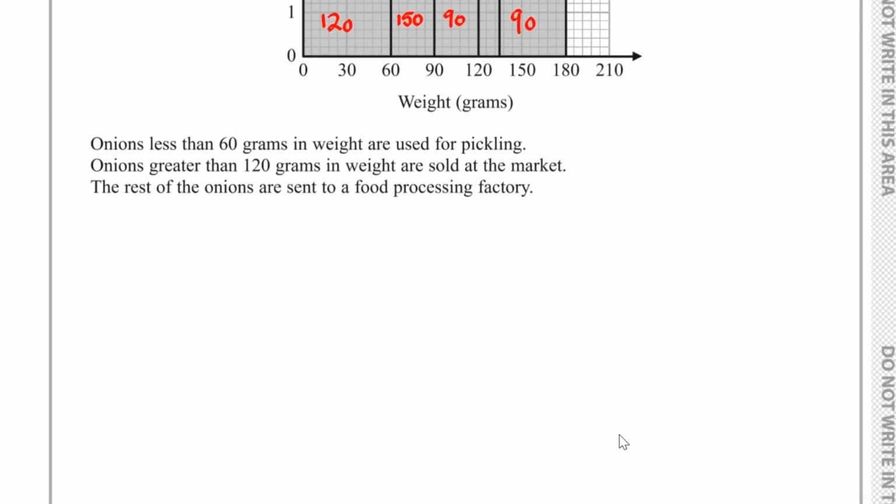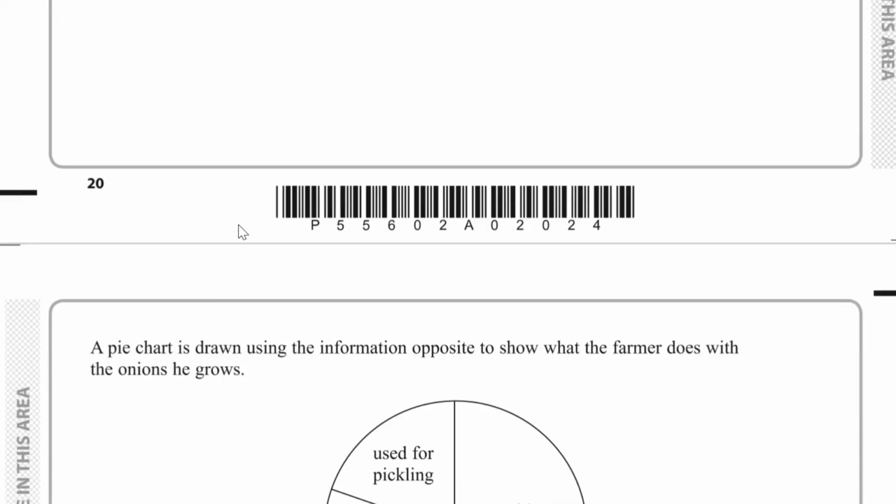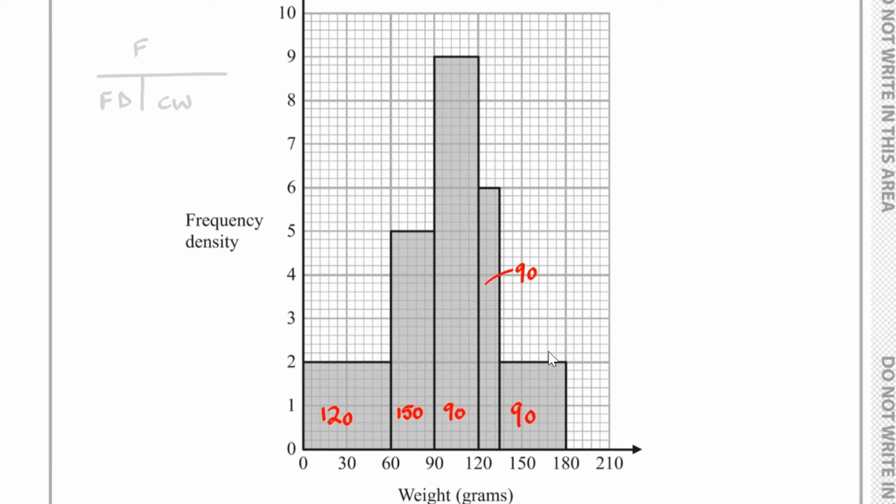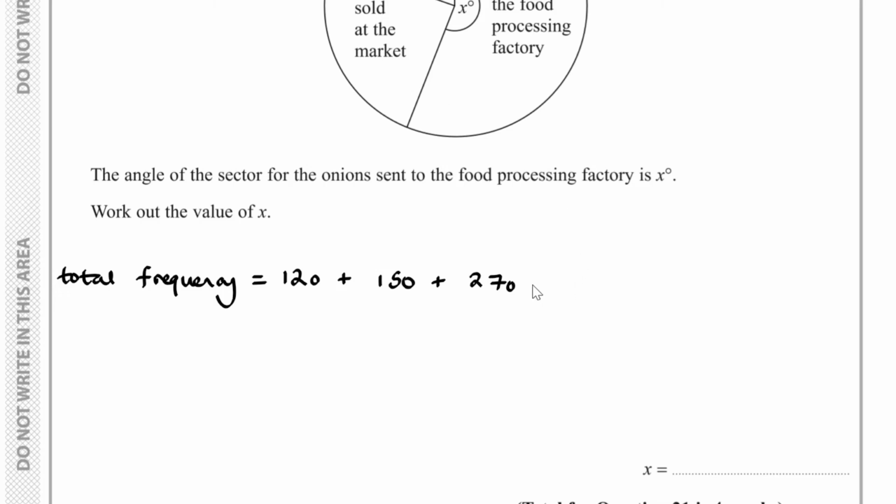So therefore the total frequency, in other words, the amount of onions we've got, that's going to equal 120 plus 150 plus 270, plus 90 plus another 90. This is equal to 720.